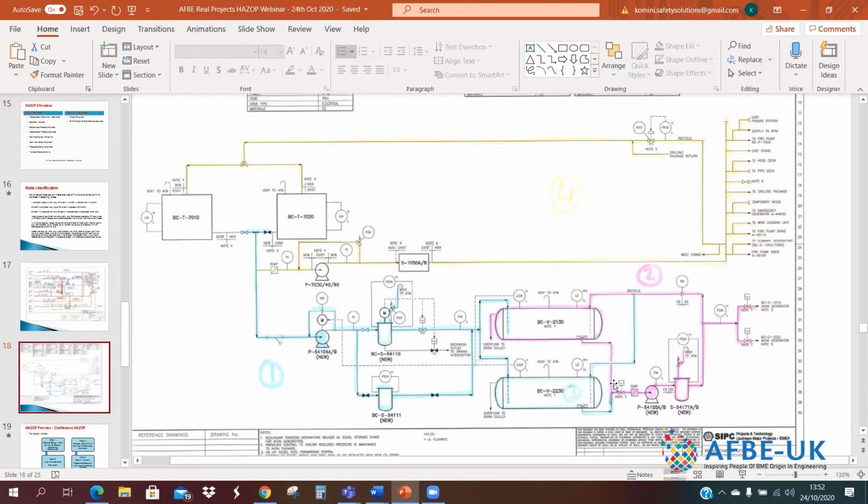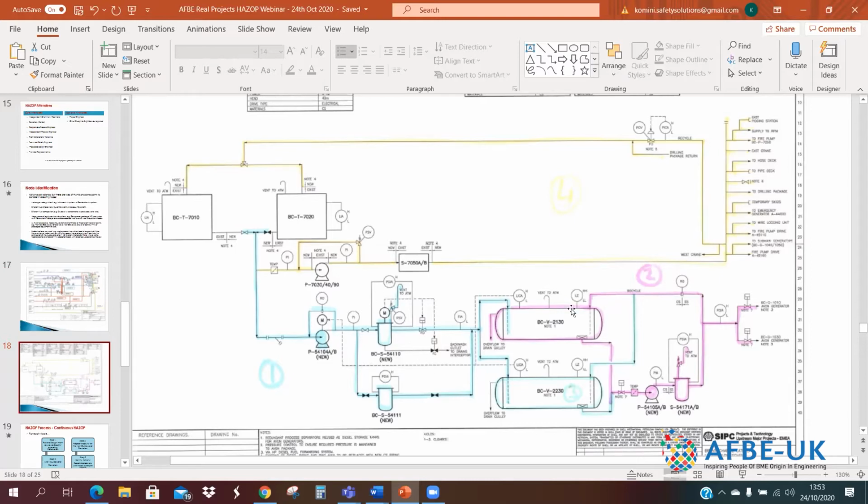For this particular one, the supply into that tank, which is the second separator vessel, is taken as a separate node from the discharge from both vessels to the users.